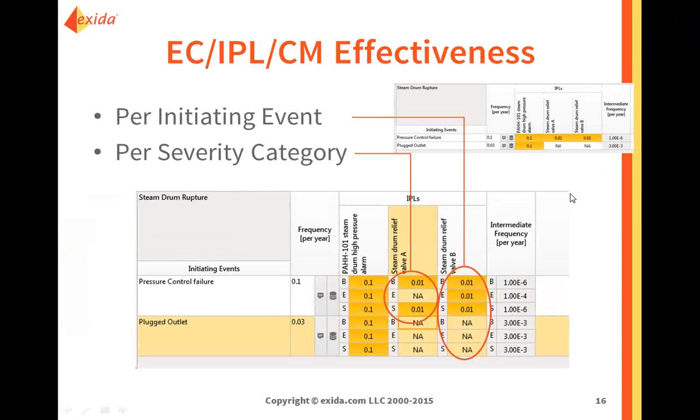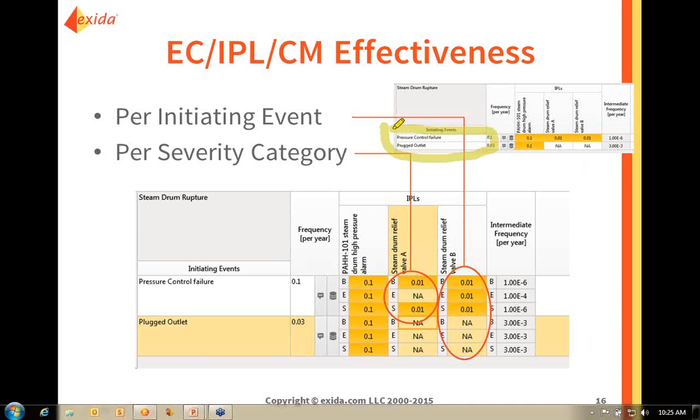Then, as I mentioned, the tool will allow you to account for different levels of effectiveness for your enabling conditions, your IPLs, your conditional modifiers, on a per initiating event basis. So the top screenshot may actually show that a little bit better. We see two initiating events, and you see that steam drum relief valve A, in this example, is effective in protecting against the first one, but apparently not against the second one. And this is a made-up scenario, just so you can see the difference.